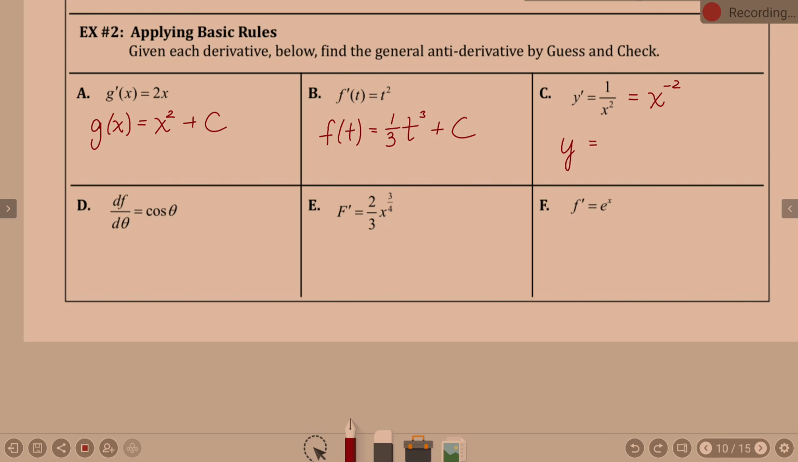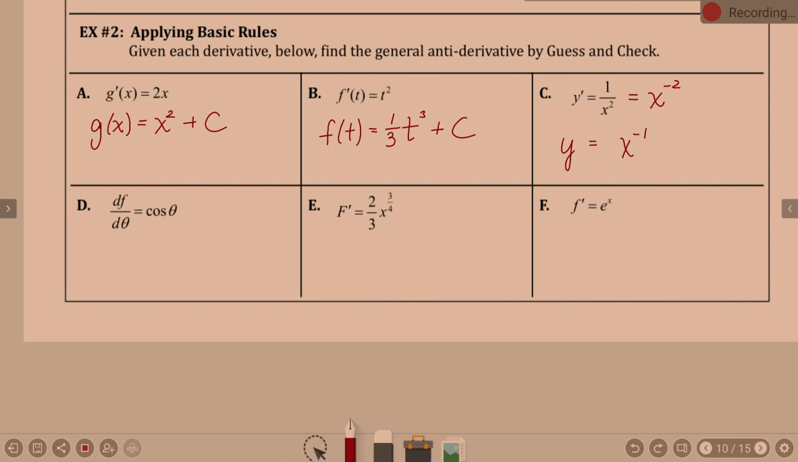So now you've got to think. The easy part is the power. If this is -2, are you thinking about what your power could be? It has to be -1, yes? Are you with me there? Because what are we doing? Instead of subtracting 1, we have to add 1. -2 plus 1 is -1.